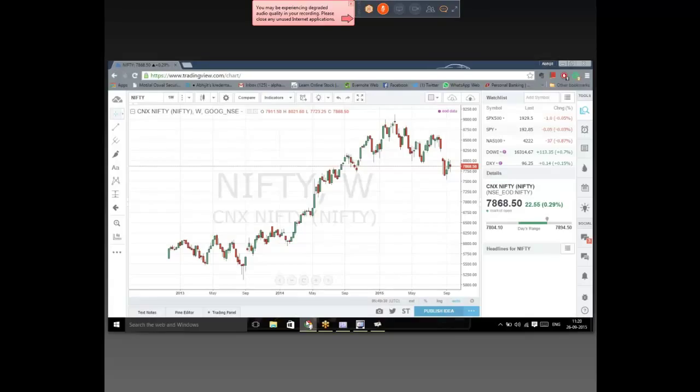I had kept a website called tradingview.com/chart for you. It's a pretty good online free website where you can check your charts. So I have the weekly chart of Nifty open in front of me. These are all EOD charts. You can change the different time frames. So I have the daily chart over here.